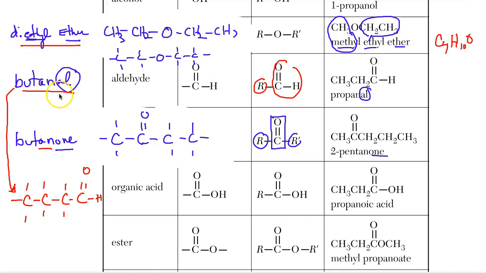How about butanal? I know I drew it down here. 1, 2, 3, 4 carbons. So my butanal is 4 carbons, and 1, 2, 3, 4, 5, 6, 7, 8 H's.